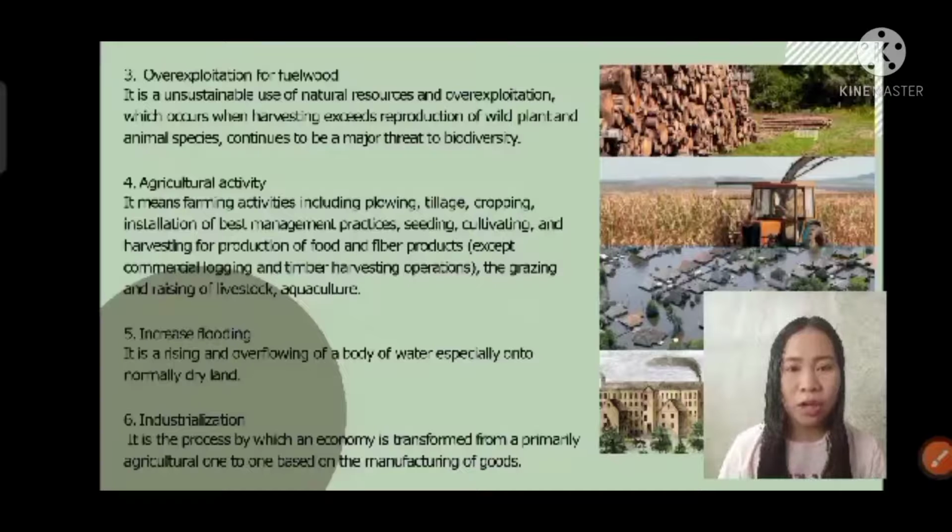And last is industrialization. It is the process by which an economy is transformed from a primarily agricultural one to one based on the manufacturing of goods.